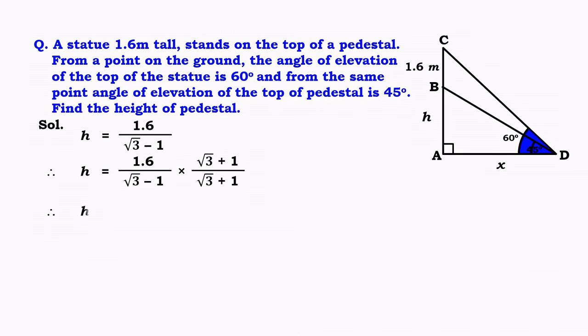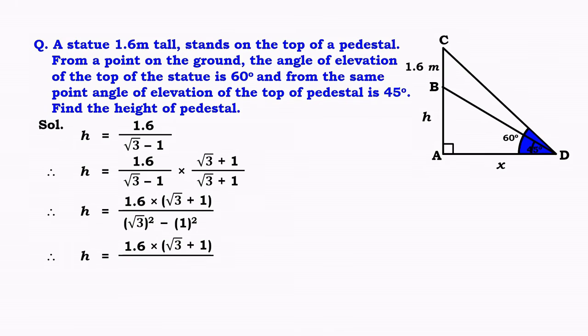In the denominator, we now have (root 3 minus 1) multiplied by (root 3 plus 1). This is in the form (a minus b) multiplied by (a plus b), which gives a squared minus b squared. So, the denominator becomes root 3 squared minus 1 squared. Root 3 squared is 3, and 1 squared is 1. Therefore, the denominator becomes 3 minus 1, which is 2.